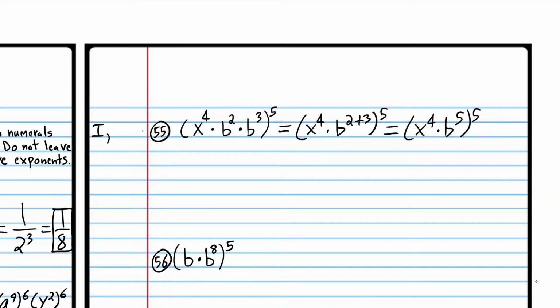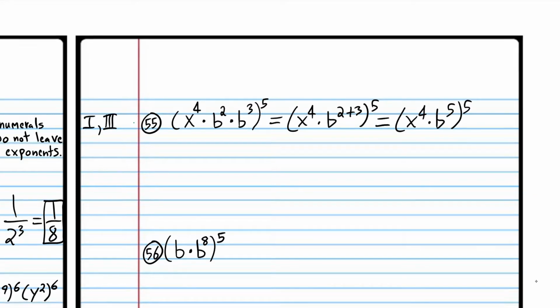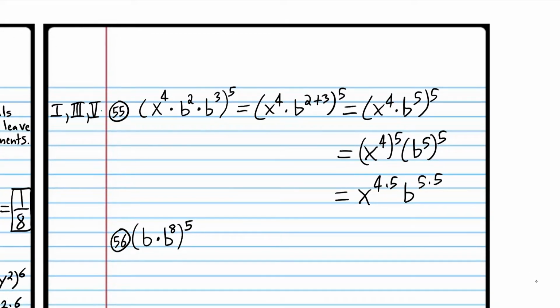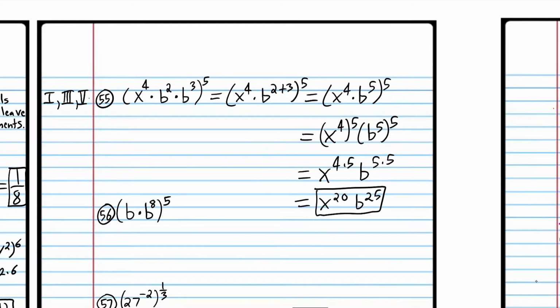And now we have a product raised to some power, so that's rule number 3. We take the first number in the product and raise it to that power, and then multiply by the second number in the product and raise it to the same power. But now we have powers raised to other powers, so that's rule number 5. And we get x to the 4 times 5 power times b to the 5 times 5 power. And that simplifies to x to the 20th power times b to the 25th power. So if you got those answers, or that answer, good job.